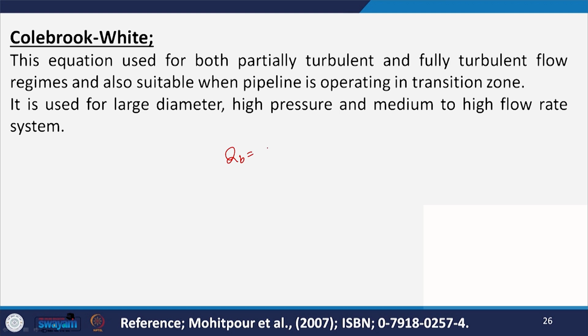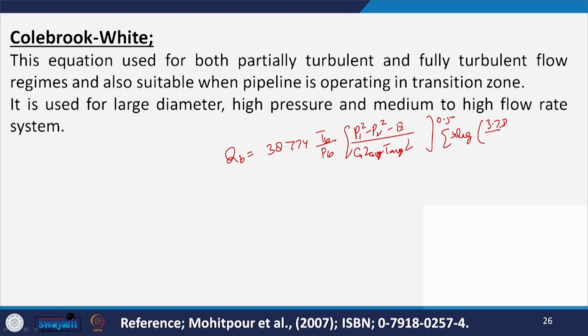QB is equal to 38.774 TB upon PB, P1 square minus P2 square minus E upon G Z average T average L to the power 0.5, times minus log 4 log 3.7 D upon KE plus 1.4126 1 upon F upon RE, D to the power 2.5. Now it predicts higher pressure drop and lower flow rates than the AGA equation.